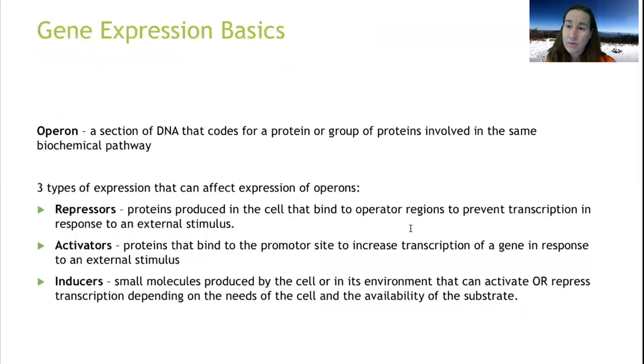So in a prokaryote, we cover the basics. There is the operon. An operon is going to have three basic parts to it, but what it does is code for that protein that you need to express in that cell. It's going to cover that protein or even a group of proteins that would be part of a pathway.